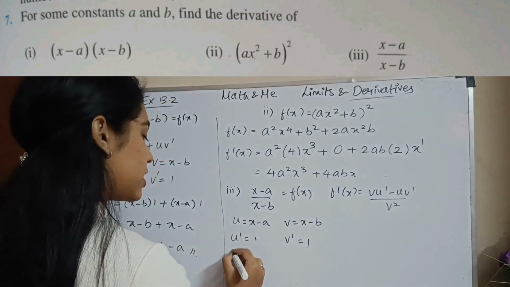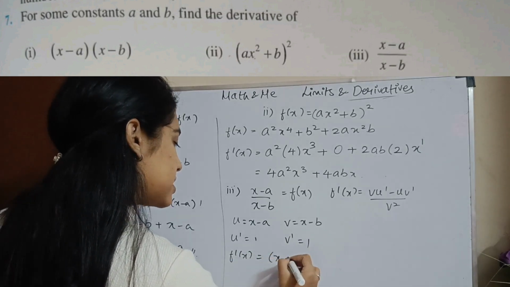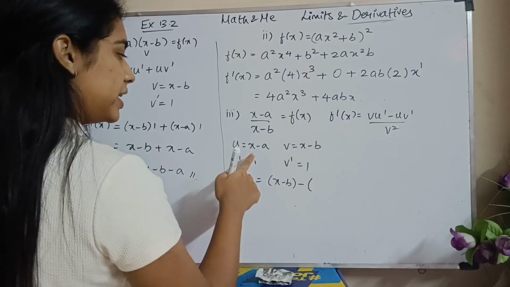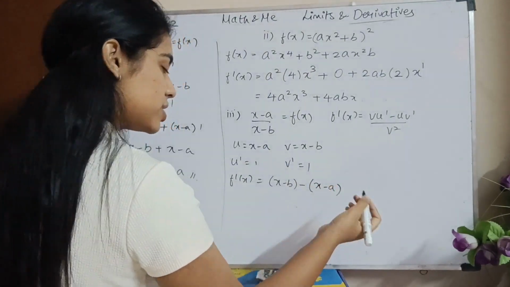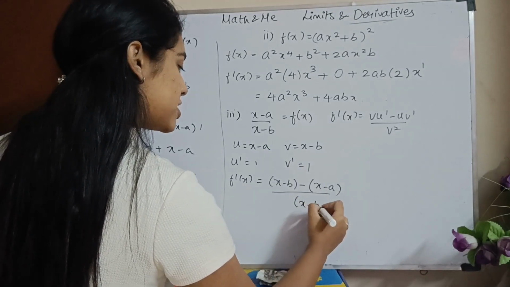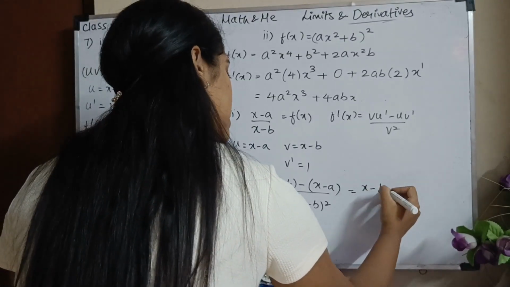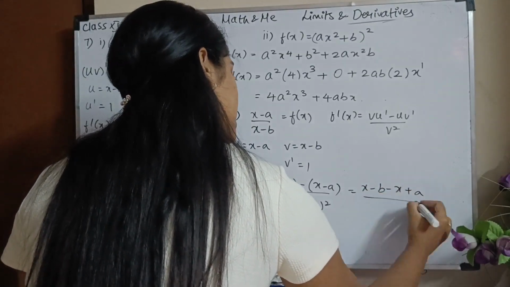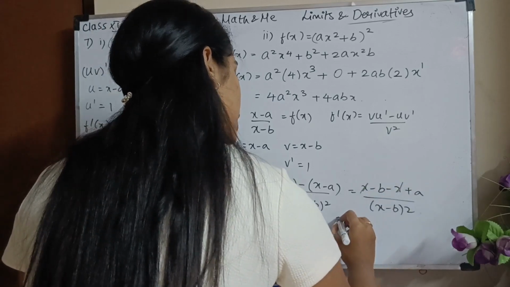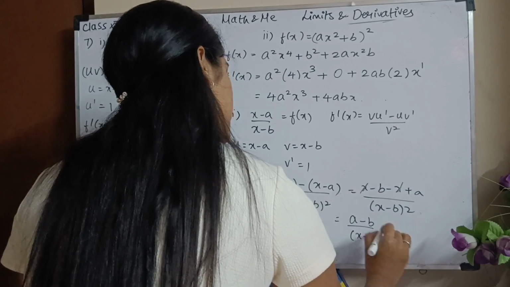So, substituting in the formula, f dash of x is v u dash, which is x minus b into 1, minus u v dash, which is x minus a into 1, which is x minus a, divided by v square. v square is x minus b the whole square. So, when the bracket is opened, what happens? x minus b minus x plus a divided by x minus b the whole square. x and the minus x get cancelled. So, I will be left with a minus b divided by x minus b the whole square. Okay.